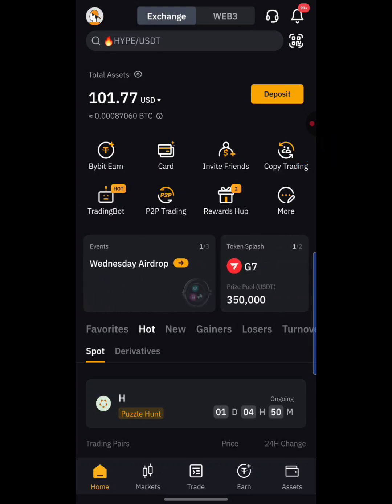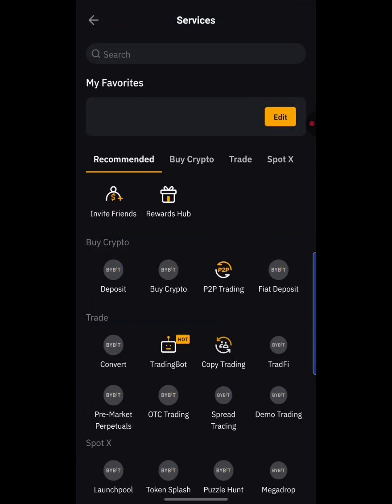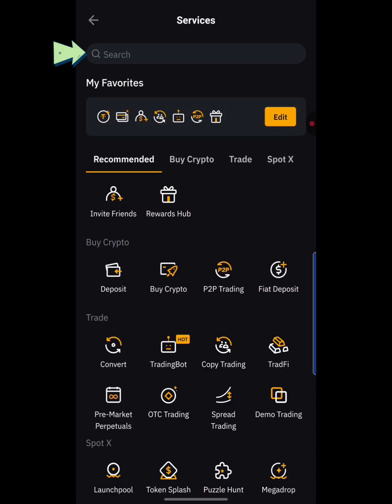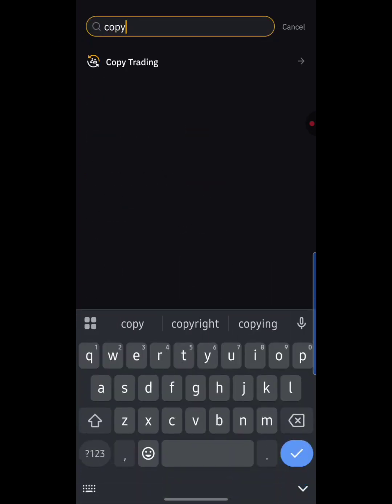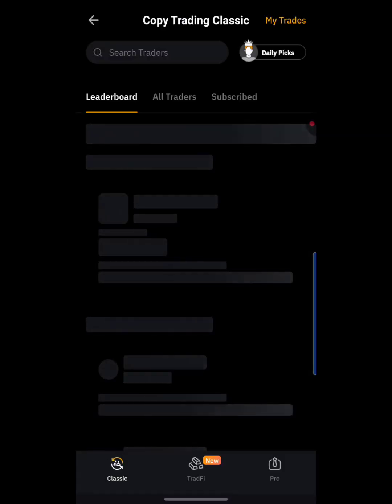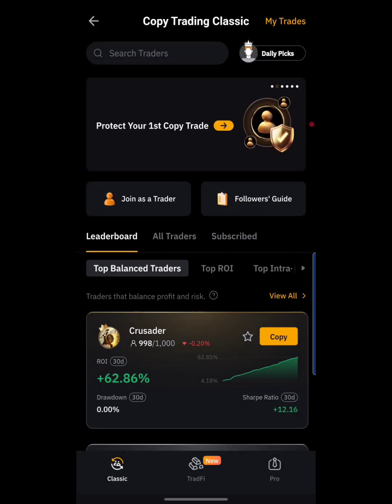But let's say in your case you are not seeing the copy trading icon on your dashboard, all you can simply do is hit the more section right here, guys. Then you simply hit the search bar right here to search for copy trading. So this is it, guys. You can just simply hit on it. All right, so it's going to load up, guys. Okay, guys, here we are.